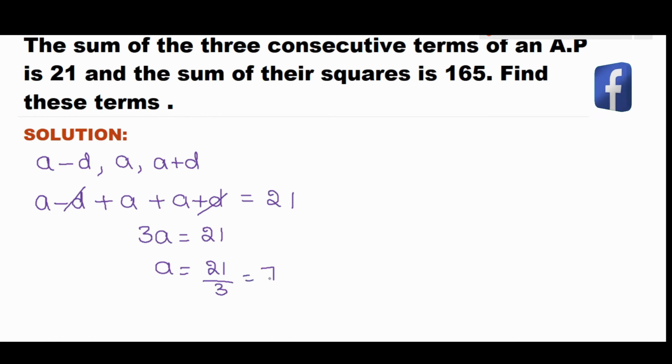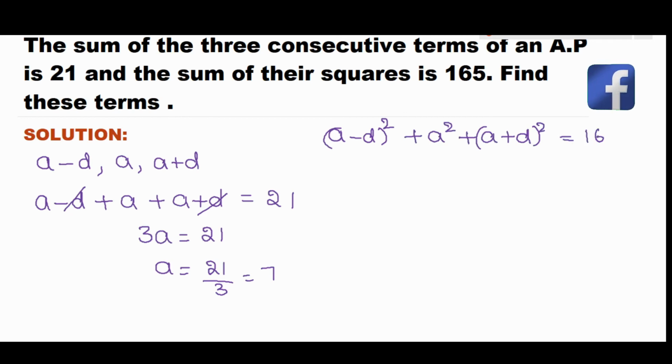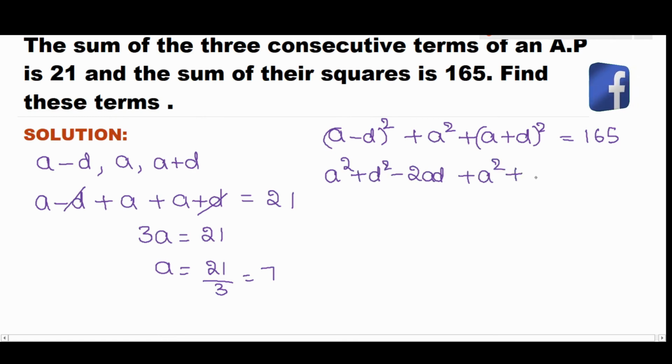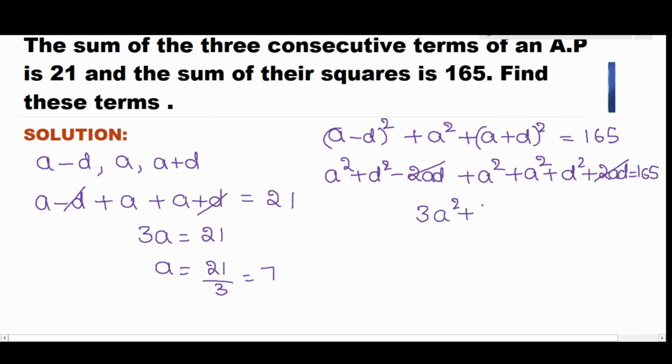Next, we have the sum of the squares is 165. So for the sum of the squares, I need to square them and I need to add them. So let me square them and add them. See, the 3 terms are being squared and I have added. So we have the formula A minus B whole square, it's nothing but A square plus B square minus 2AB. And A square remains the same. Plus again A plus B whole square, from the formula it is A square plus B square plus 2AB, which is equal to 165. You can see 2AB and minus 2AB get cancelled. A square, A square, A square, it is nothing but 3A square plus 2D square is equal to 165.